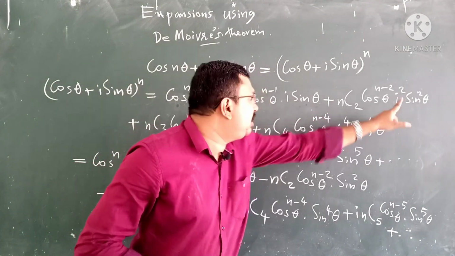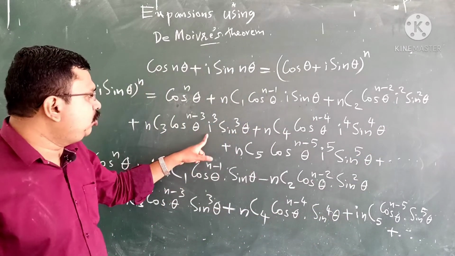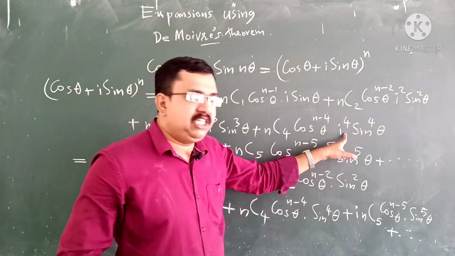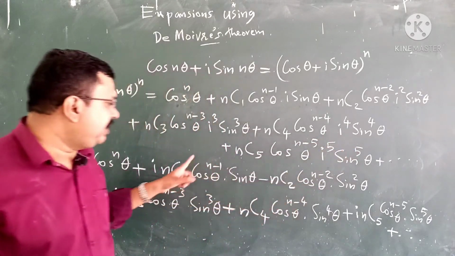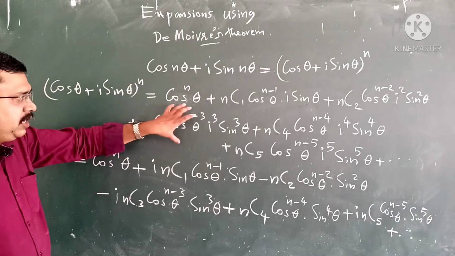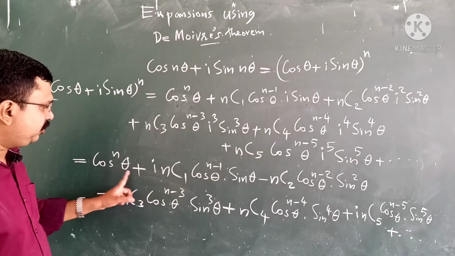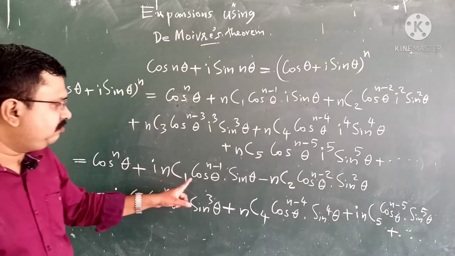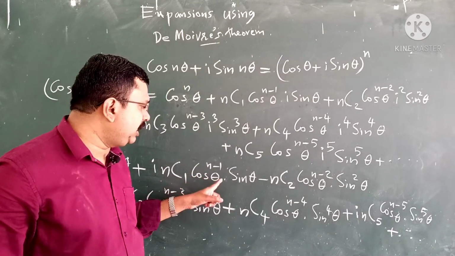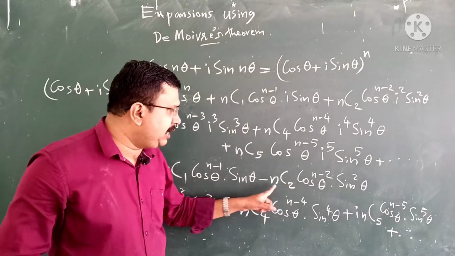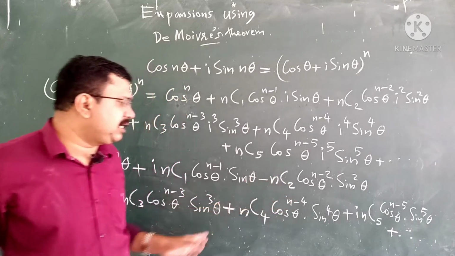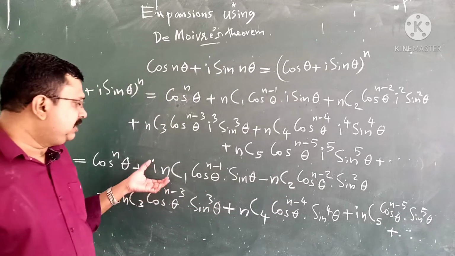Okay, remember that here is I square, I square is minus 1. Here is I cube. I raised to 4 is plus 1. Therefore, this equation is cos raised to n theta plus I into nC1 cos raised to n minus 1 into sin theta minus nC2 into etc.